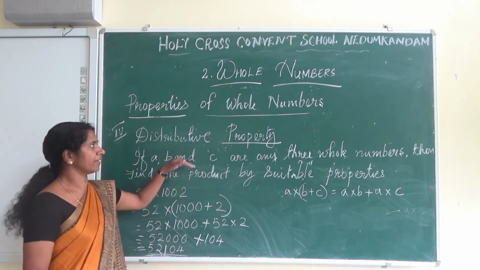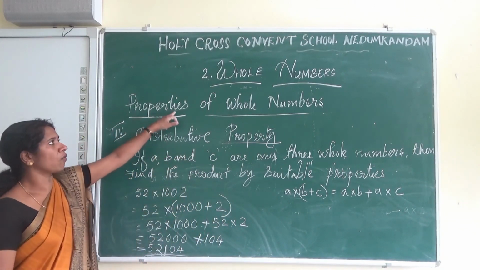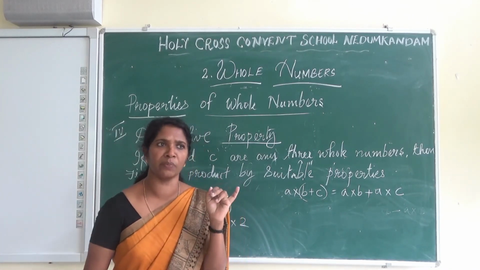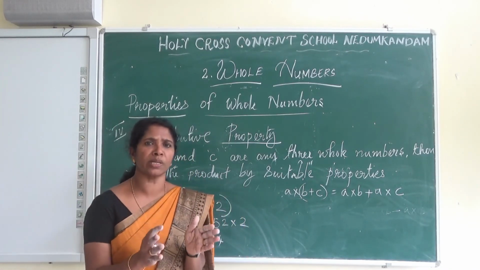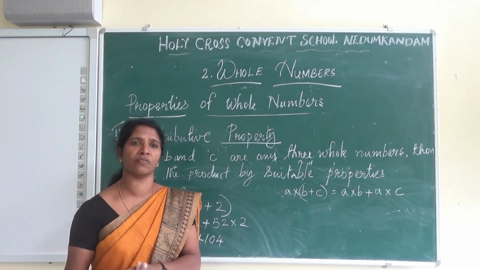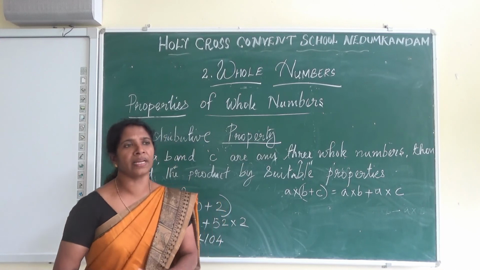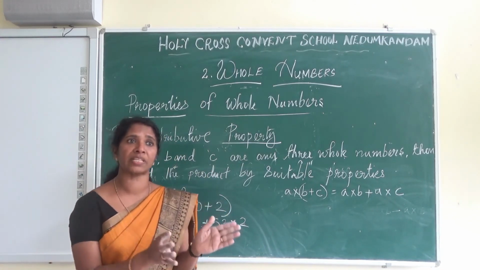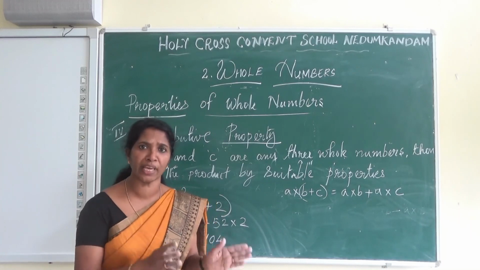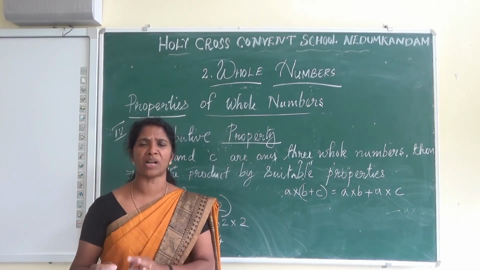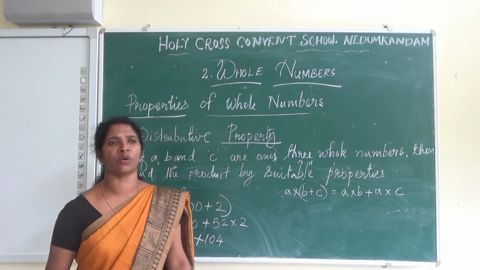So today we studied 4 properties of whole numbers. First one, closure property. Closure property means when we add or multiply 2 numbers, the answer also will be a whole number. Next property, commutative property. Commutative property says that A plus B is equal to B plus A, or A into B is equal to B into A. Means we can add or multiply the numbers in any order.